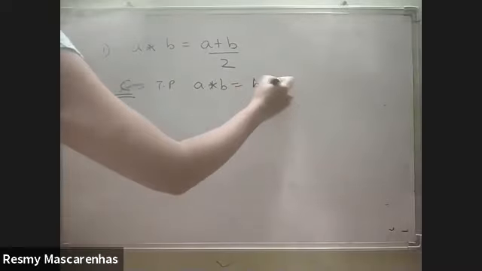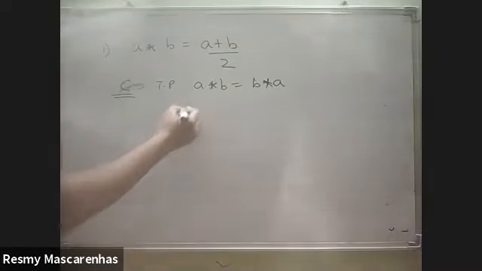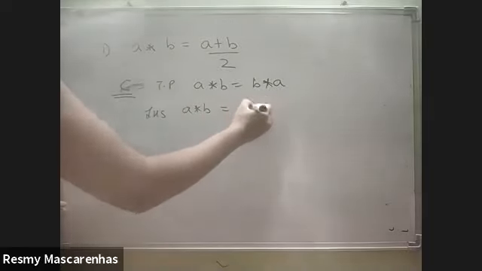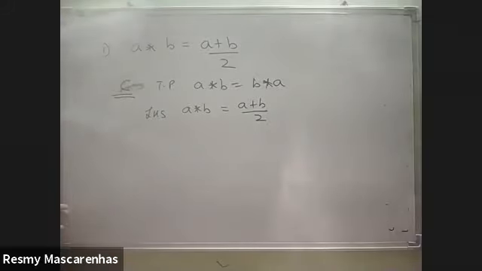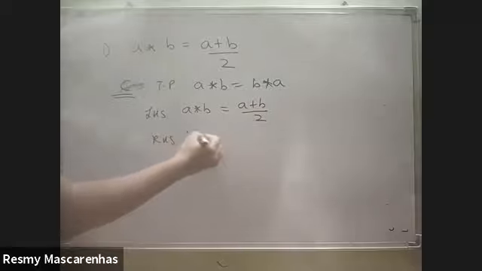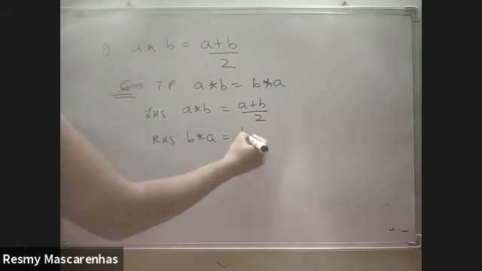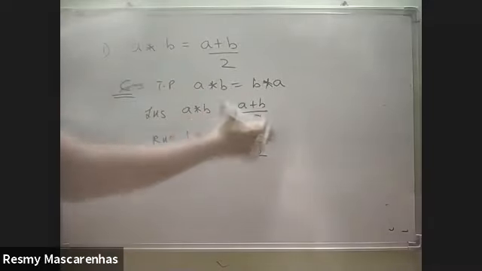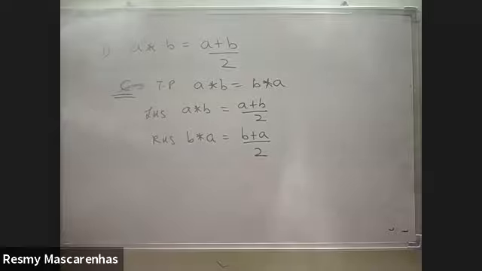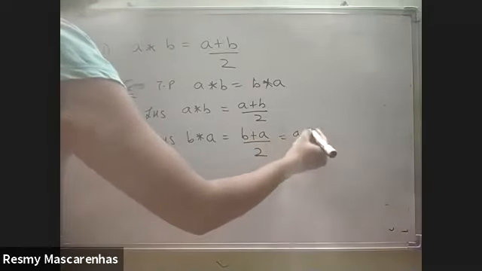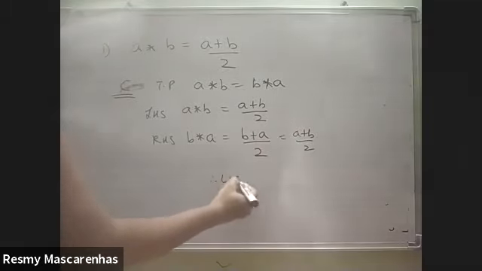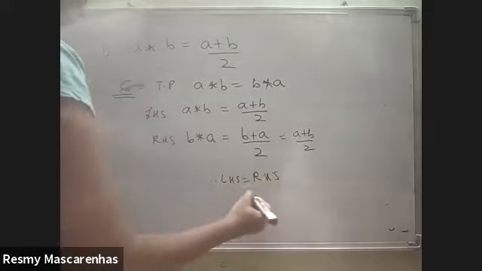So A star B will be, okay, now right hand side B star A. So it will be (B plus A) upon 2. So obviously A plus B is same as B plus A. Okay, so therefore left hand side is equal to right hand side.